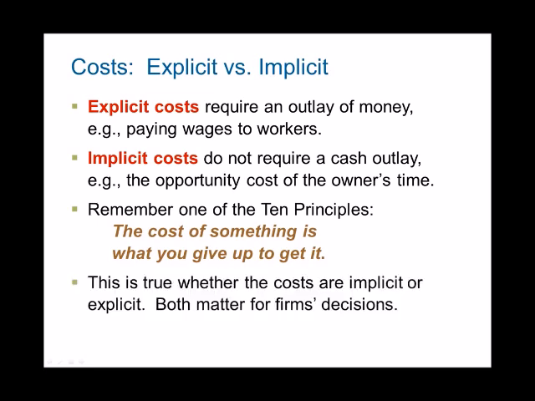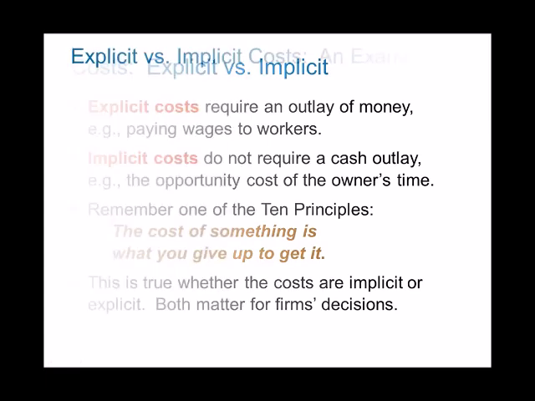So in economics, we are interested in both implicit costs and explicit costs. So for us, total cost equals implicit plus explicit cost. So not only do we measure the cost of the payment of the inputs for production, but we also measure the opportunity cost of the owner's time. So let's look at an example.